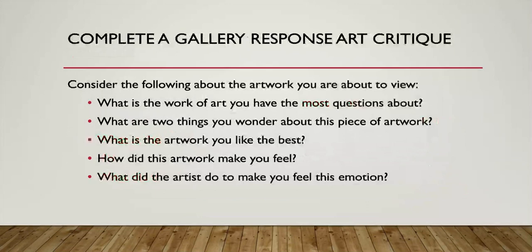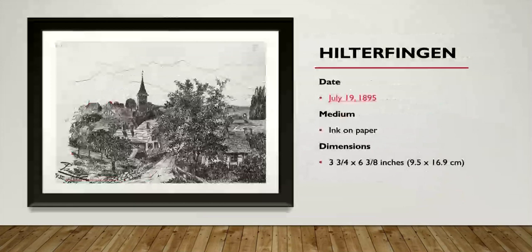And out of the one that you liked best, how did that artwork make you feel? And what exactly did the artist do to make you feel this emotion? You should be evaluating color and line and texture to see how this piece made you feel. These are the elements that artists use to communicate things. So we're going to start looking at some of these art pieces from Paul Klee.